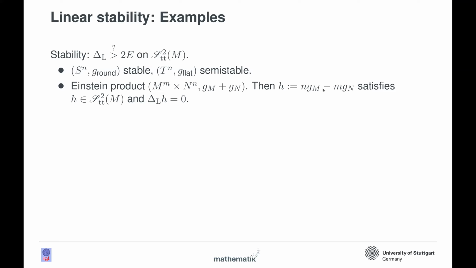We take the one metric and the other metric, flip the sign of one, and then scale them accordingly. So then we get a tt-tensor, which is in the kernel of the Lichnerowicz Laplacian. And if the scalar curvature is positive, then this means this metric is unstable, because 0 is then smaller than 2 times e.